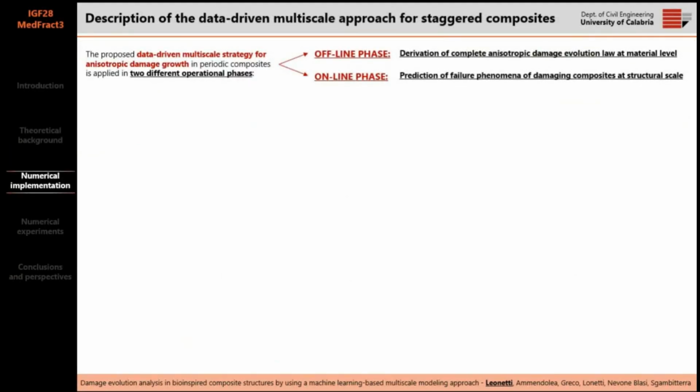So let's move to the brief description of the proposed data-driven multi-scale approach for staggered composites. This approach consists of two phases, the offline phase and the online one. The first one consists in the derivation of a complete anisotropic damage evolution law at the material level, so the microscale. And the second one is devoted to the prediction of the failure phenomena of damaging composites at the structural scale, so the macroscale.